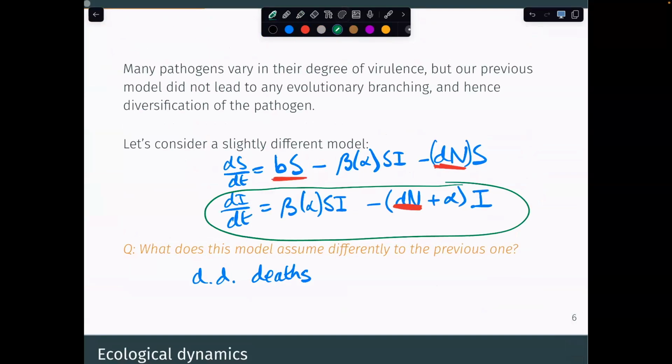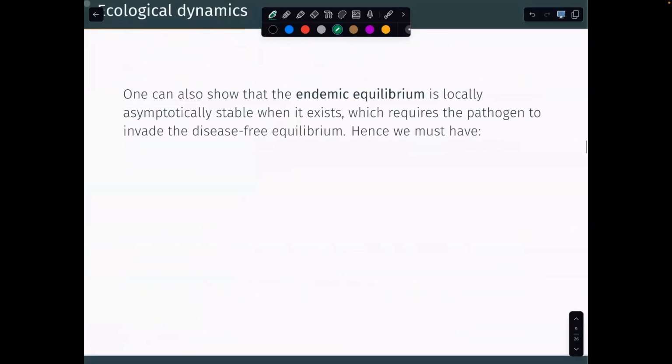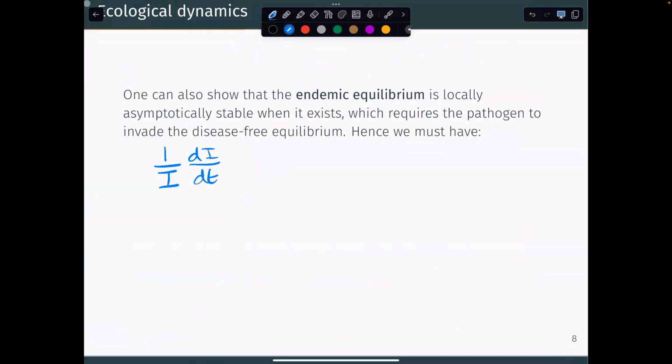When can the pathogen invade when it's rare? In other words, when we're at our disease-free equilibrium, when can this pathogen invade? That's the same as finding when our disease-free equilibrium is unstable. So for our pathogen to invade, we need its per capita growth rate when it's rare to be greater than 0.